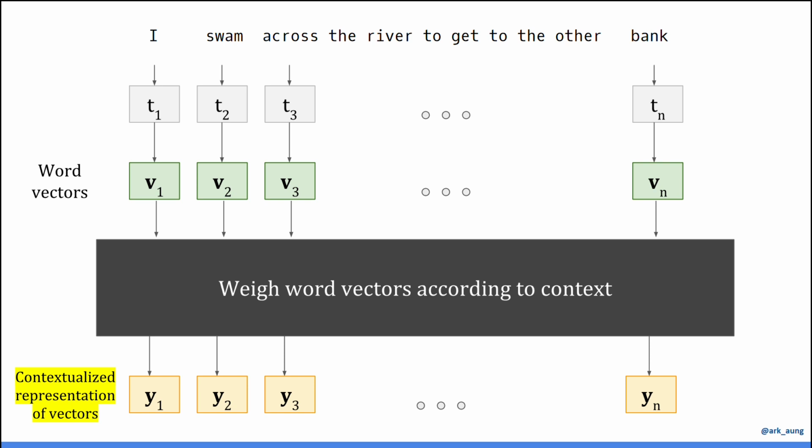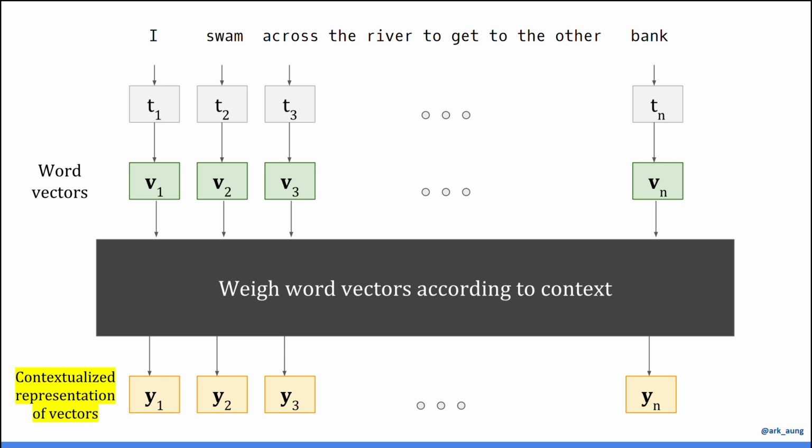It is pretty simple. So now if you think about it, you have a sentence, you tokenize it, and then you have word vectors. And these word vectors are practically looked up in a word embedding that you have got from somewhere, probably word2vec or some other word embedding. And you weigh those word vectors according to the context, and you get the contextualized representation of vectors.